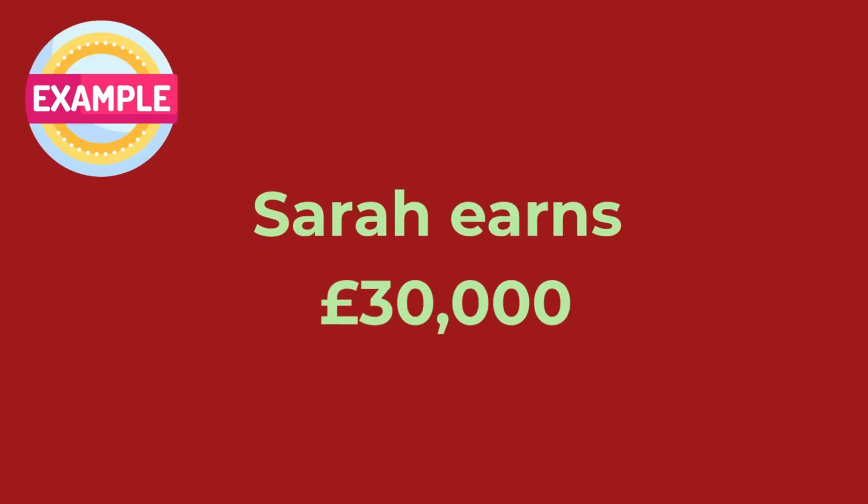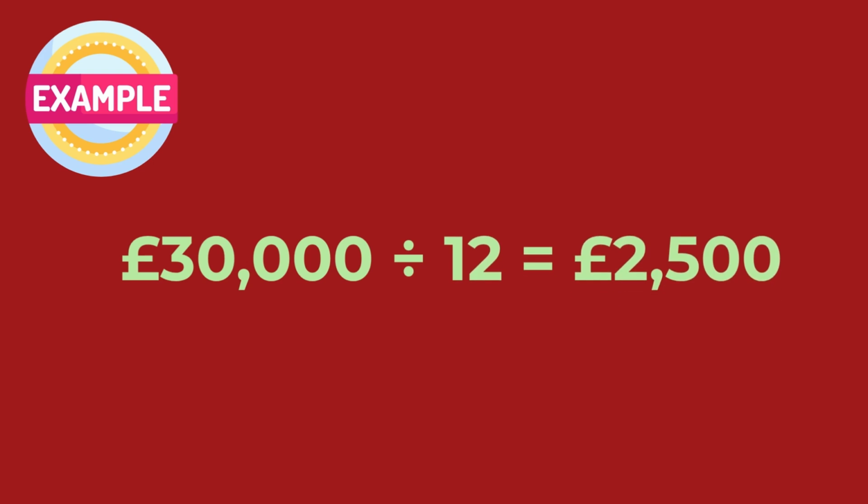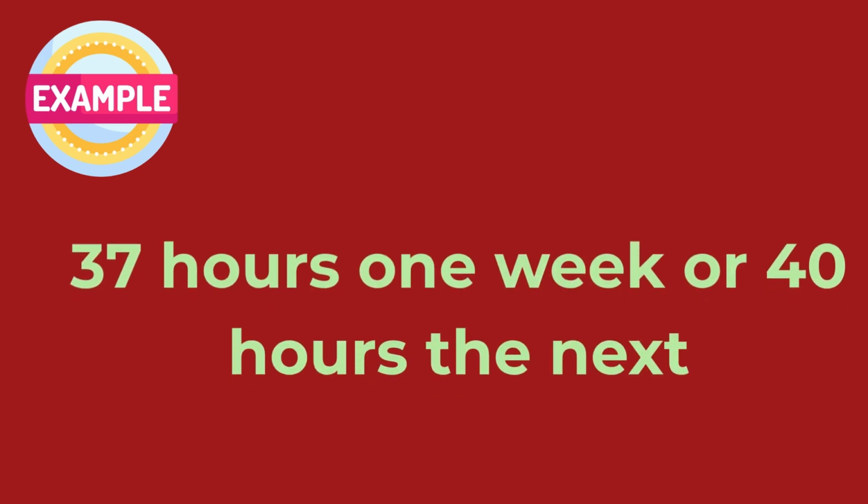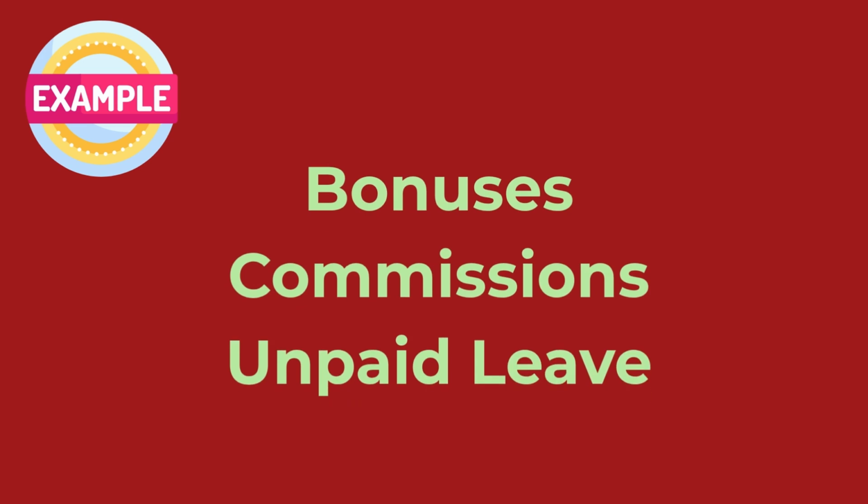So for example, imagine Sarah earns 30k per year. If she's paid monthly, her basic salary each month is approximately £2,500, right? Whether Sarah works 37 hours one week or 40 hours the next, her basic salary normally remains the same. Of course, if she receives bonuses, commission, or unpaid leave, her pay may change, but her contractual salary stays fixed.